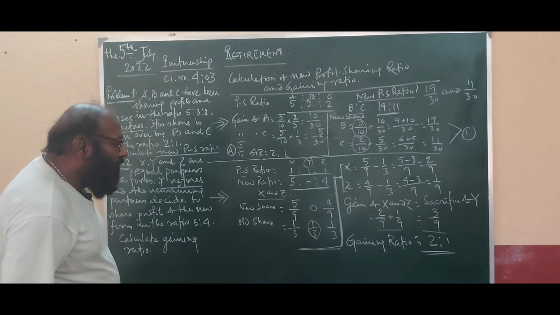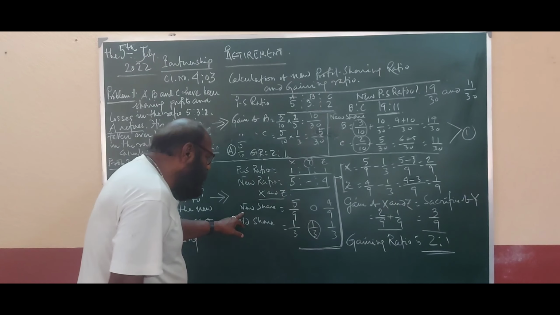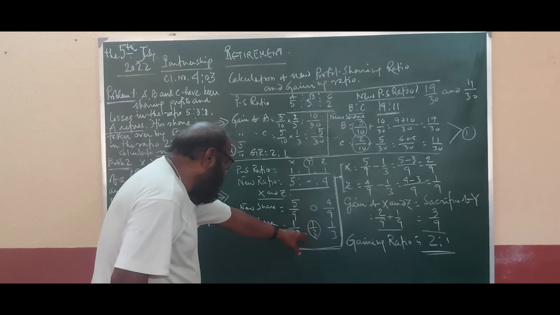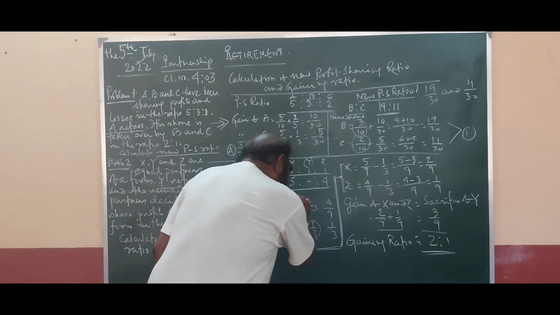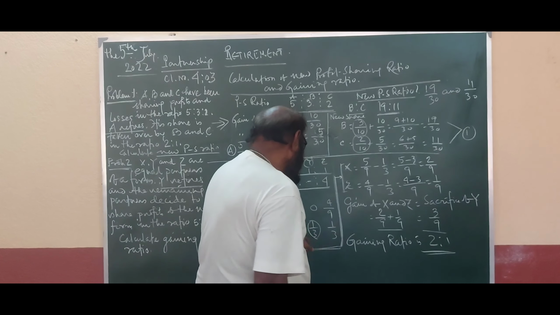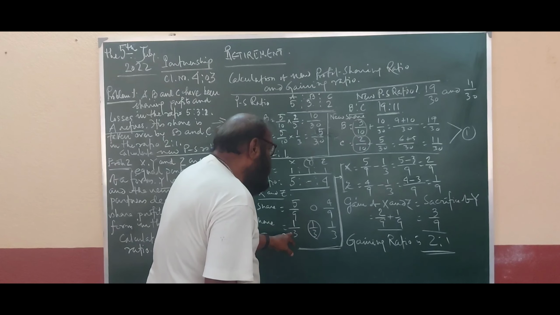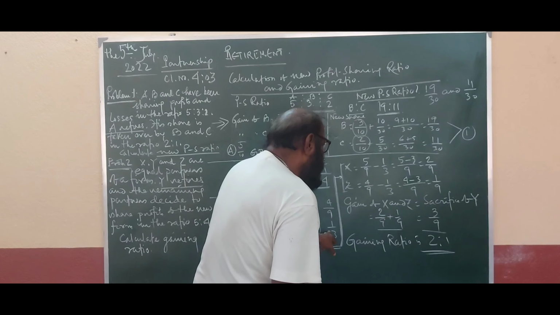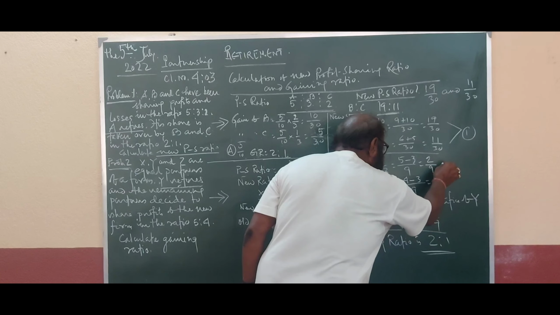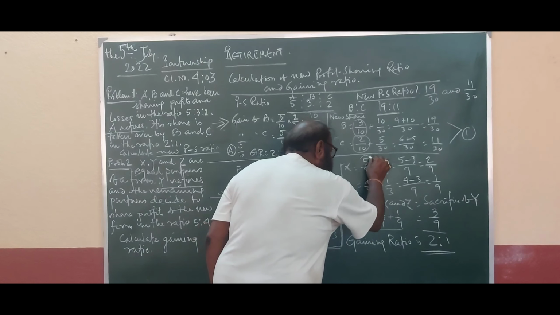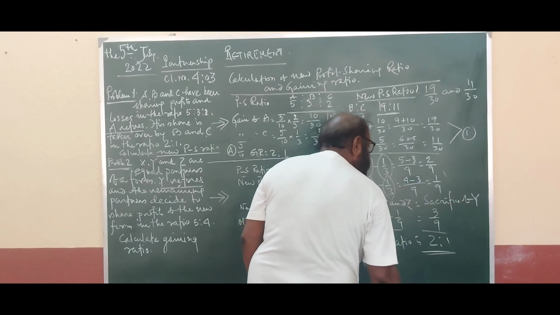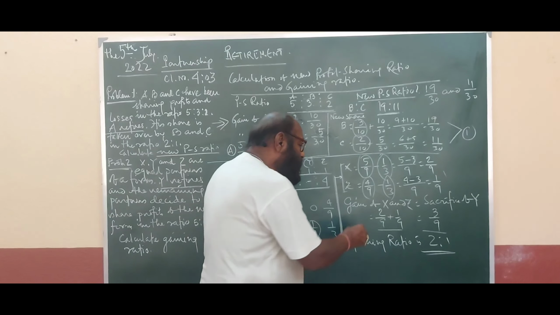How to find out the gaining ratio? The new share is 5/9 and 4/9, and the old share is 1/3, 1/3, 1/3. So now you can simply deduct: 5/9 minus 1/3, and 4/9 minus 1/3. That is the gain of Mr. X and Z, their new share minus old share. So the gain is 2/9 and 1/9, which is 2:1.